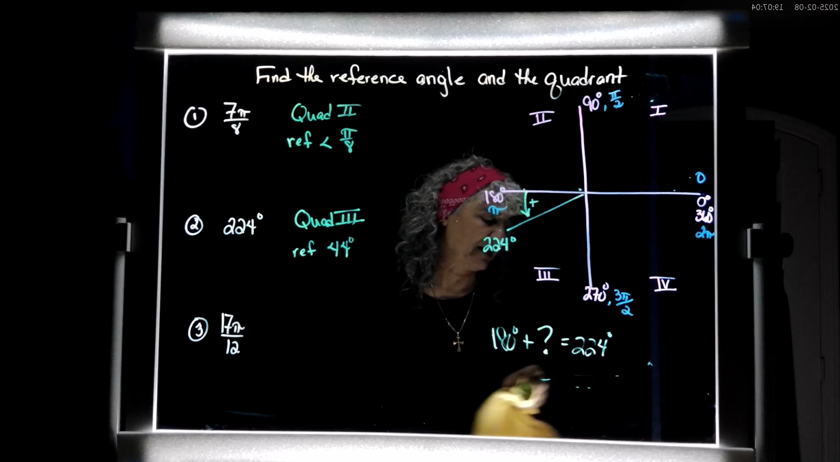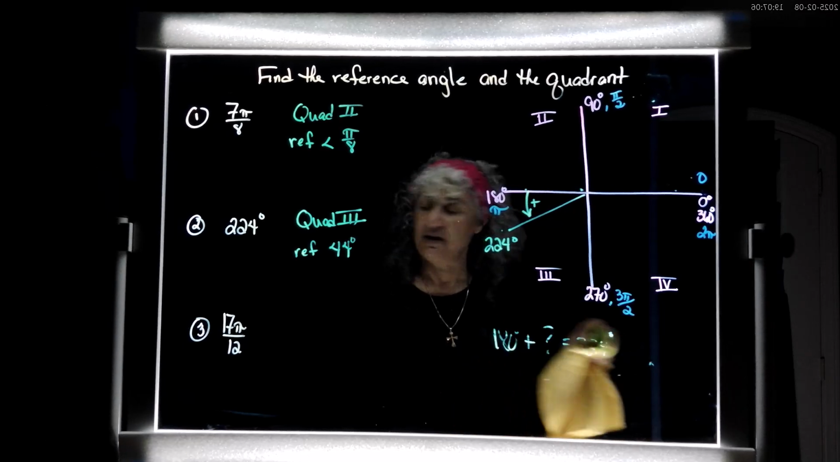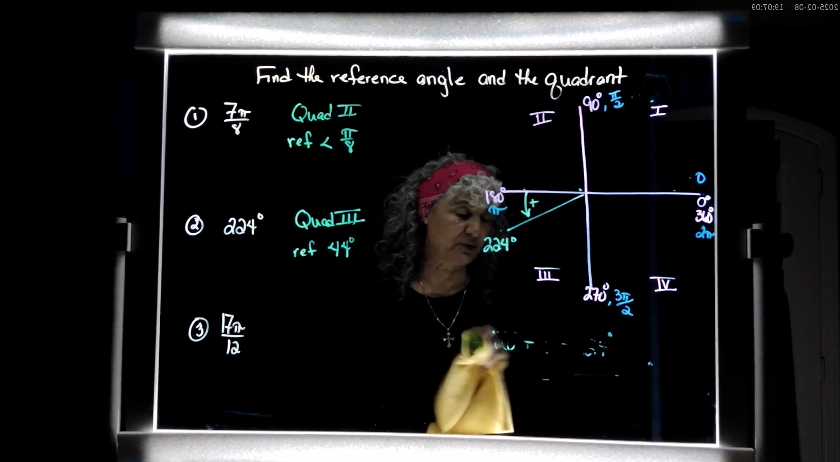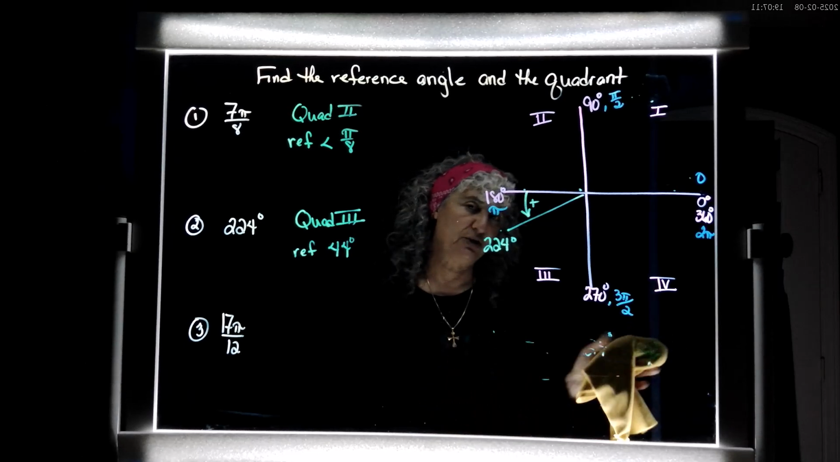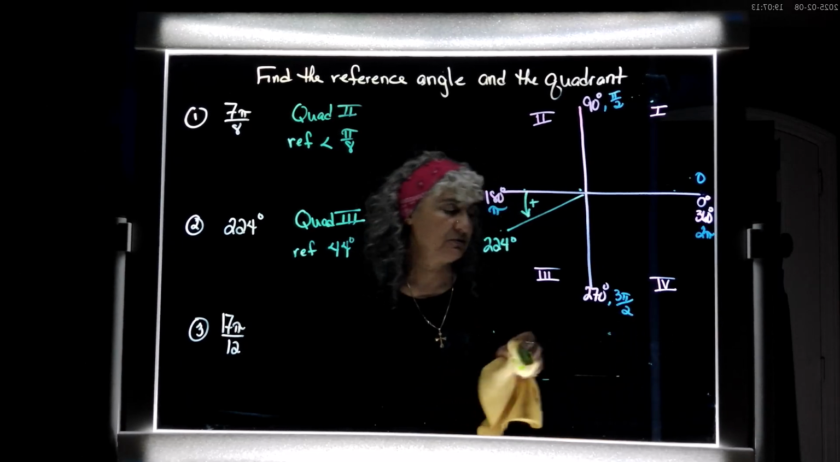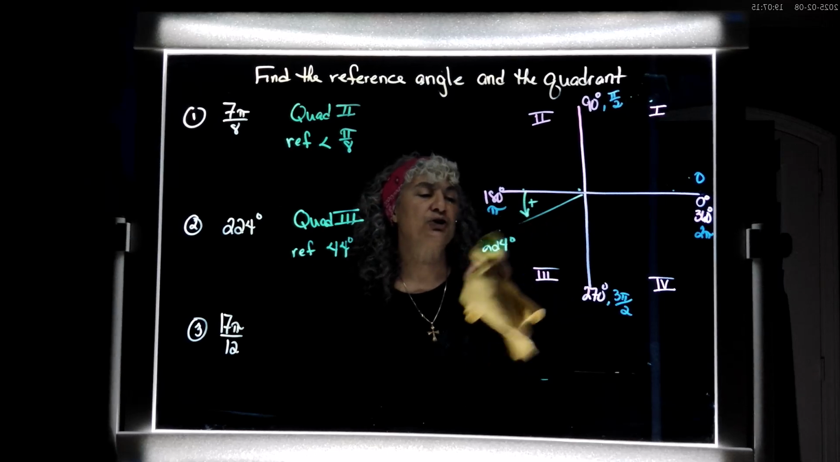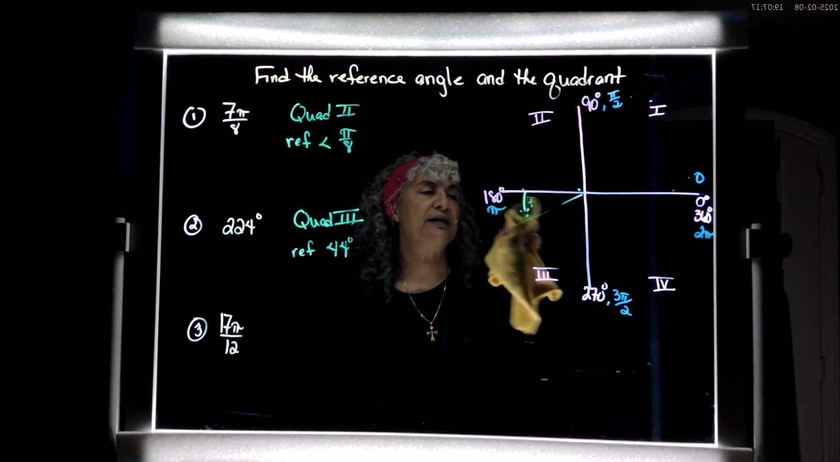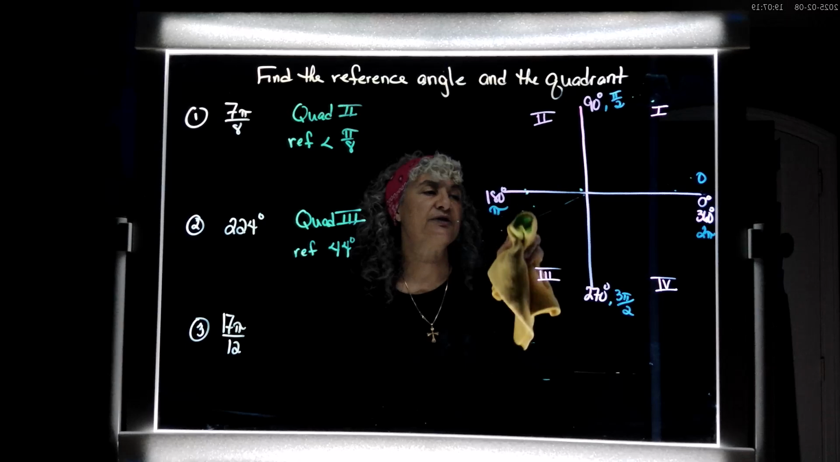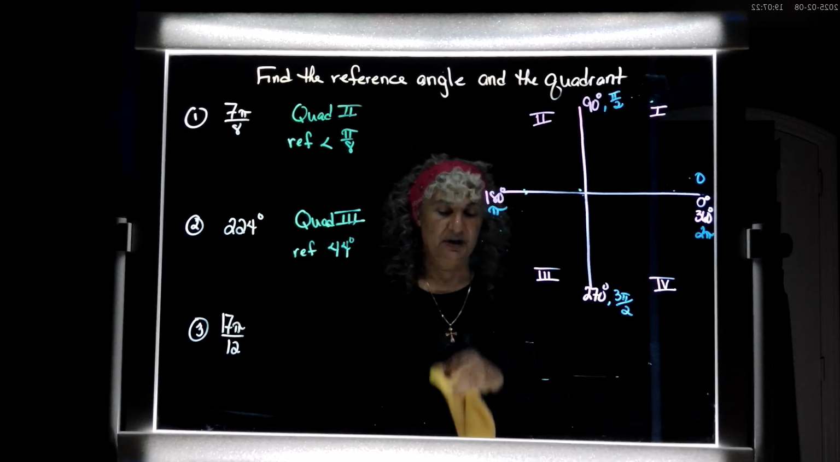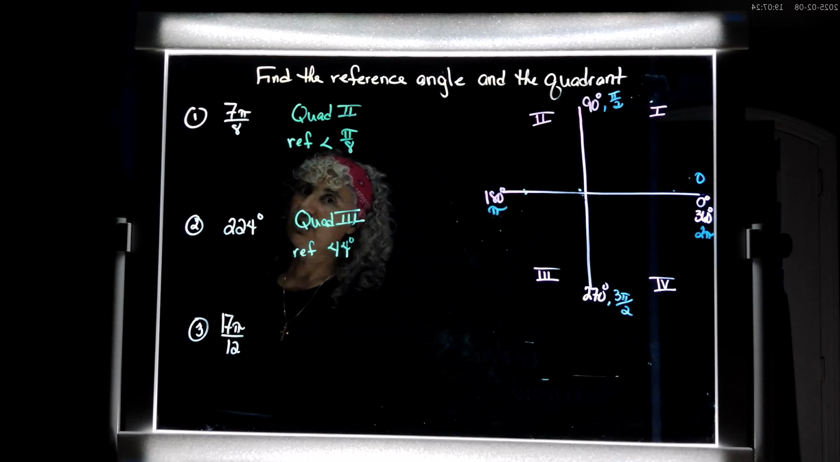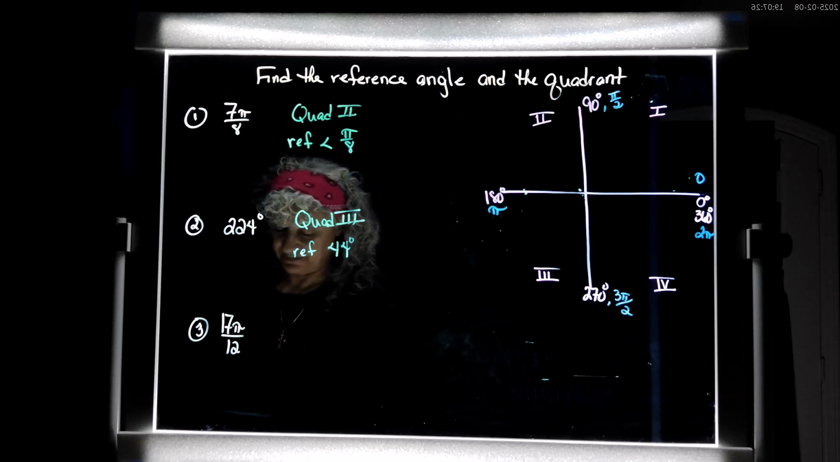Okay. How about problem number 3? Let's take a look at that one. That is 17 pi over 12. Okay, so what should you all do? Good. You should write all these radians in denominators of 12. Because when I do that, it'll help me figure out which quadrant I'm in.